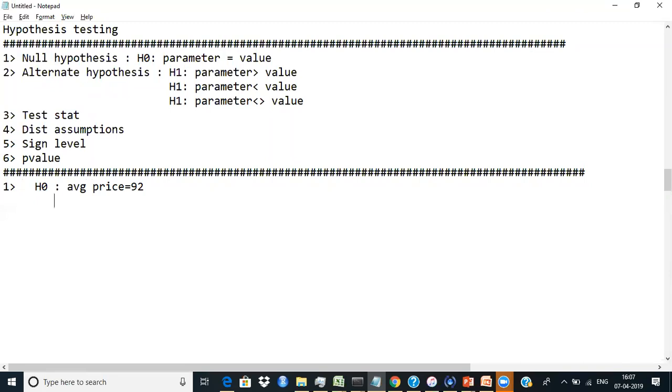Okay. And the alternate is the average price. So imagine, what is the government trying to test? The government wants to know whether indeed the petrol price is 92 or more than that. Because if it is more than that, then there is some problem. Imagine from the government's perspective, right? If it is more than that, then it is a problem. If it is less than that, the government will not have any problem, right? So actually, the alternate is average price greater than 92.